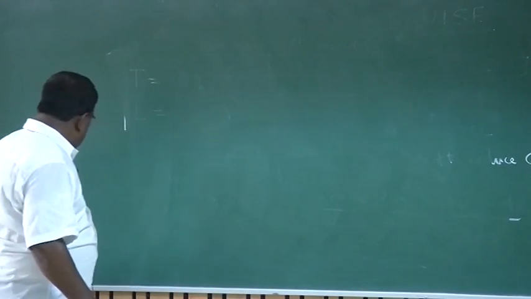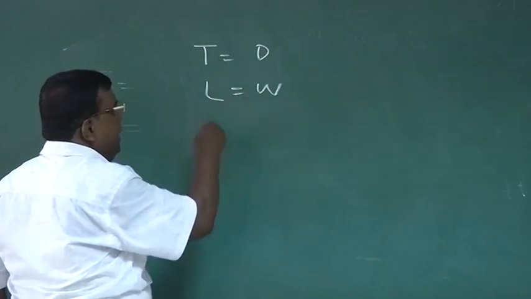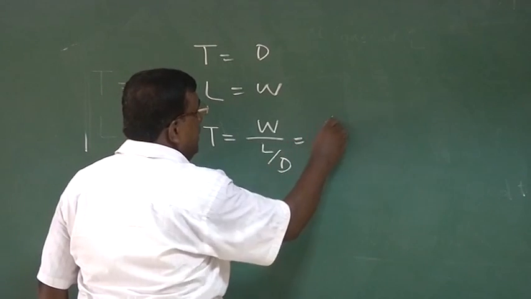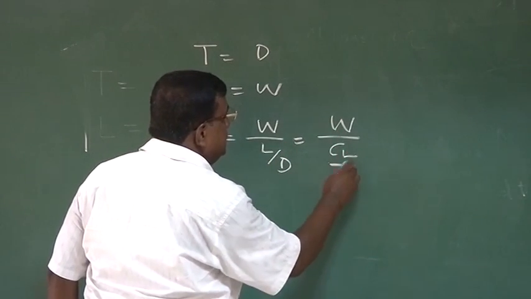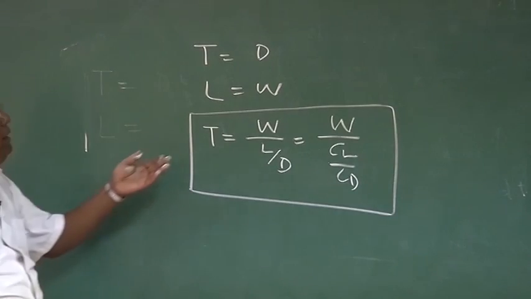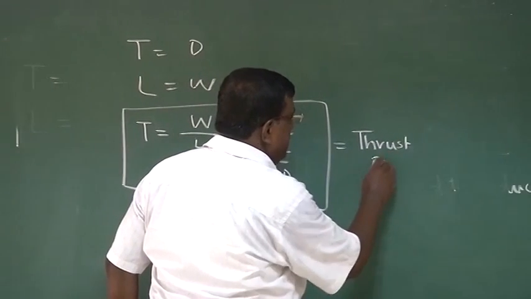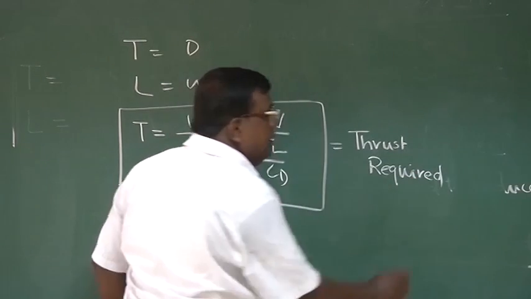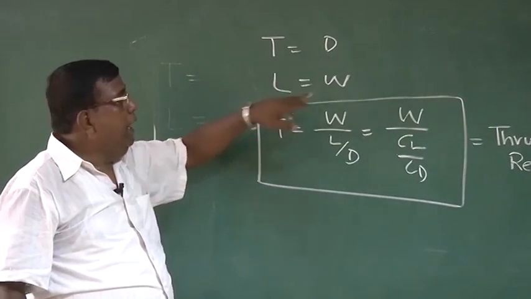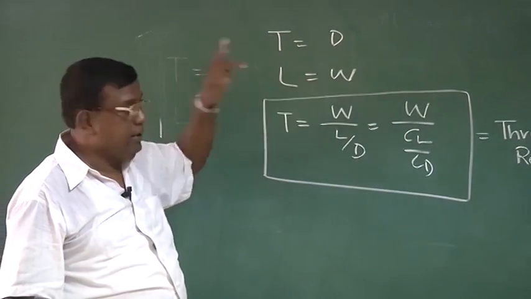So with this understanding, let us come back to the cruise. We say thrust equal to drag and lift equal to weight. So I can manipulate this equation and write thrust equal to W by L by D, or this is W by CL by CD. What is this thrust? This thrust is thrust required. Required for what? This is the thrust required for ensuring it is equal to the drag, and there's a sufficient appropriate value of CL at that given speed which maintains lift equal to the weight, right?